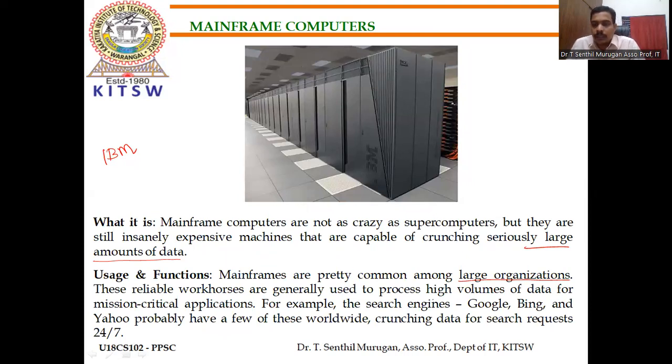It is mainly used for high volumes of data. High volumes means a large amount of data stored in a single place. For example, Google's data center. How are they storing all the information? Based on these mainframe computers. The search engines, Google, Bing, and Yahoo, are used on a worldwide level, and they will always be working. So the mainframe computers are used by those search engines.